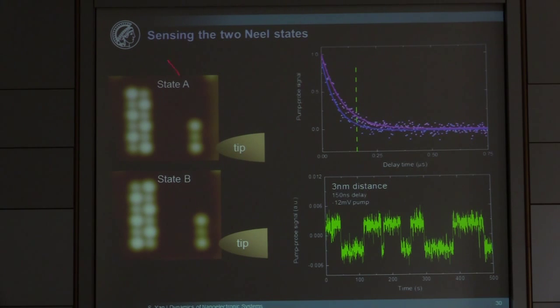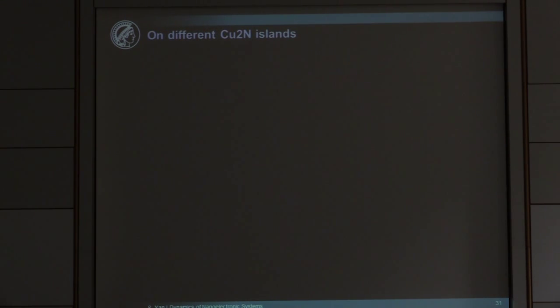As you can see, even though these two nanomagnets are around 3 nanometers away from each other, we are still able to clearly see the different lifetime on this trimer. And also if we fix the delay, we can see the two-state switching because of the switching of this big nanostructure. With this, by only measuring the trimer, we will know the state of the 2x6.